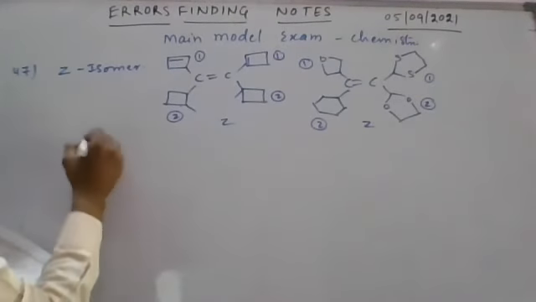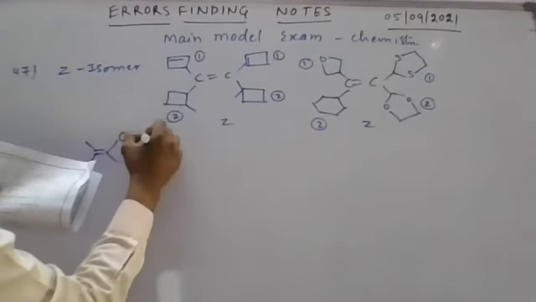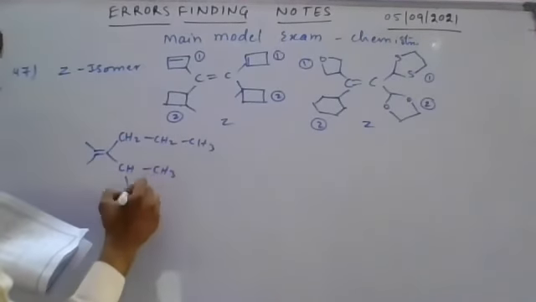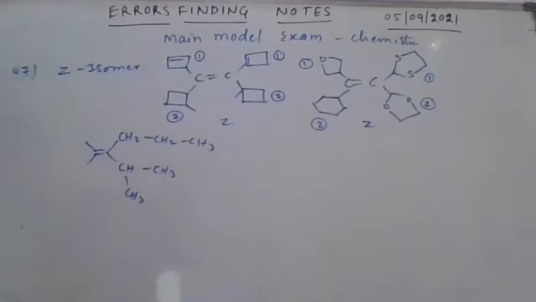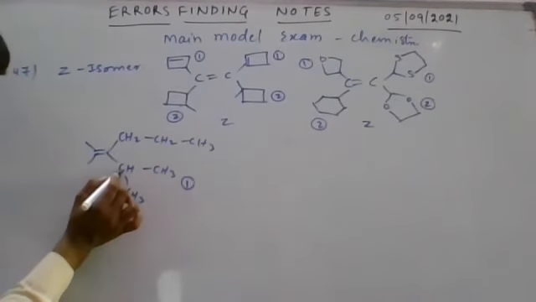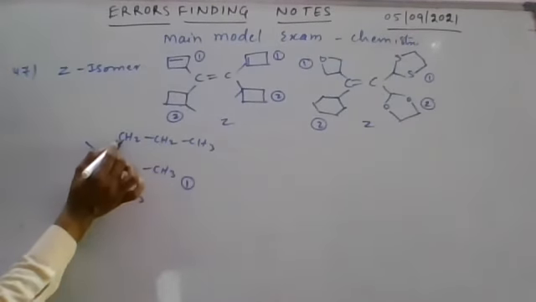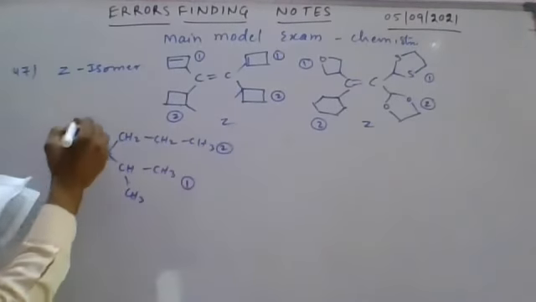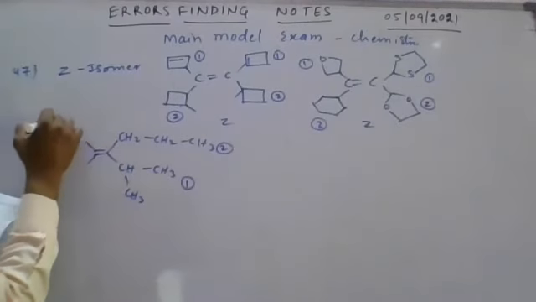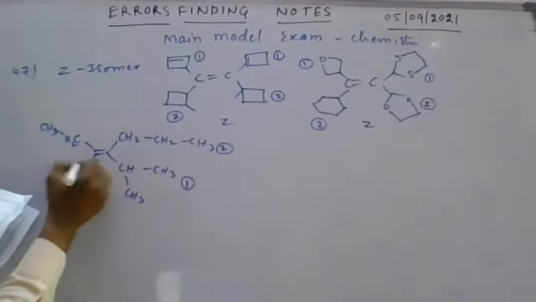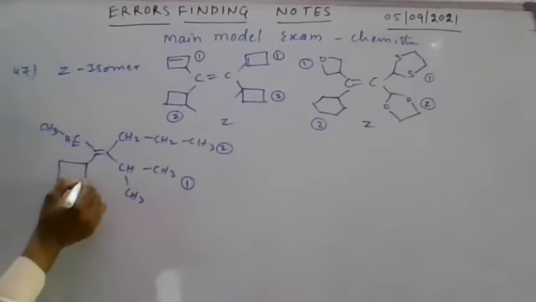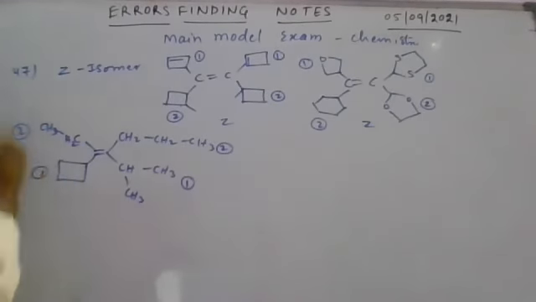Next, the third compound: CH2, CH2, CH3, and here CH3, CH3. This is a propyl, this is isopropyl. So isopropyl is first priority because its first carbon has two carbons and one hydrogen. Here the first carbon is attached to two hydrogens and one carbon, so this is second priority. On this side, CH2CH3 is an ethyl group, and here a cyclobutyl group. Here the first carbon has two hydrogens, here the first carbon has two carbons. So first priority, second priority. Again Z isomer.